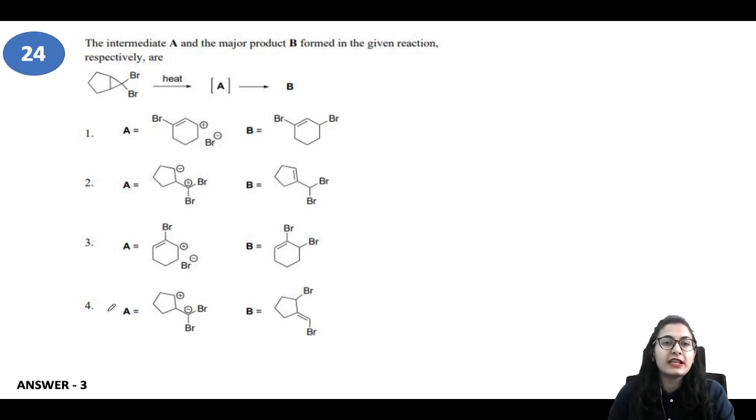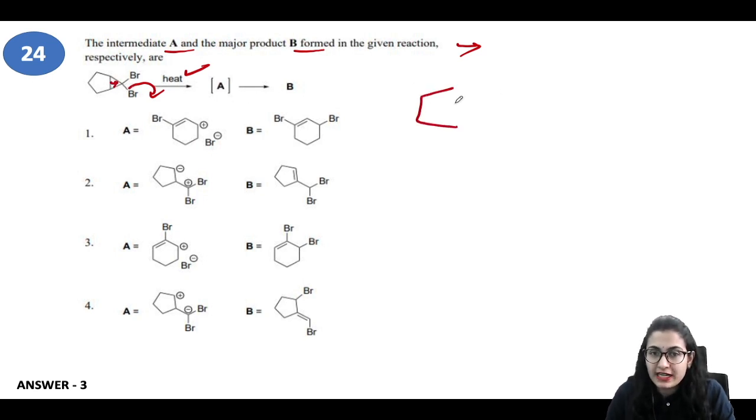Moving onwards, the intermediate A and the major product B found in the given reaction. अब ये इस type के question पहले आ चुके हैं exam में, okay? And you must have realized that there are a lot of repetitive questions in this paper, okay? So in the presence of heat, the Br minus is eliminating. ये वाला bond open हो जाएगा. And what does that give you? बस उसी के बारे में जानना है. What does that give you? You have to be careful.